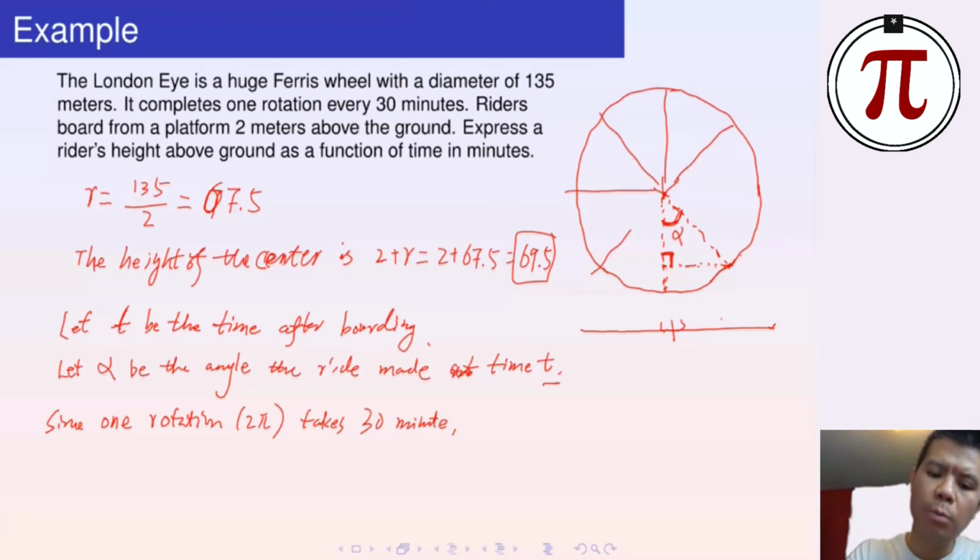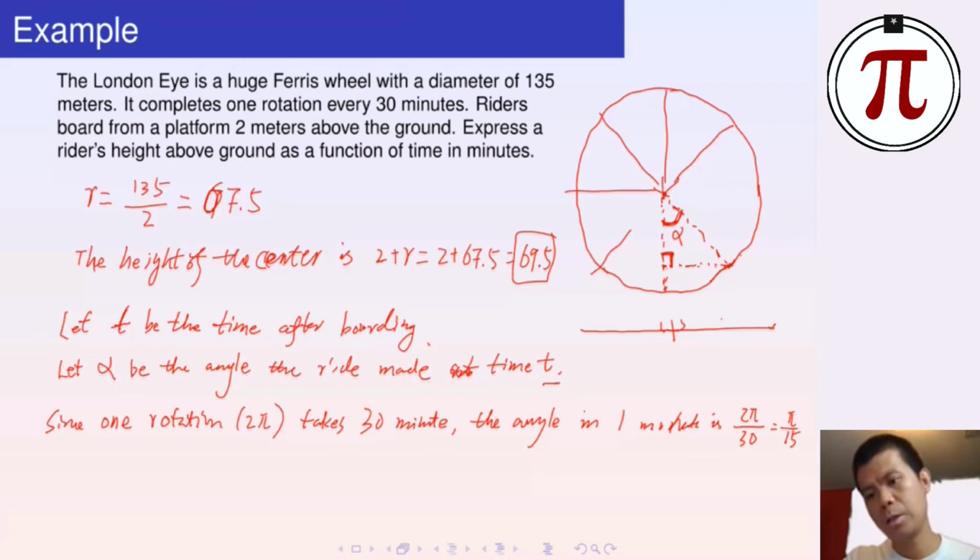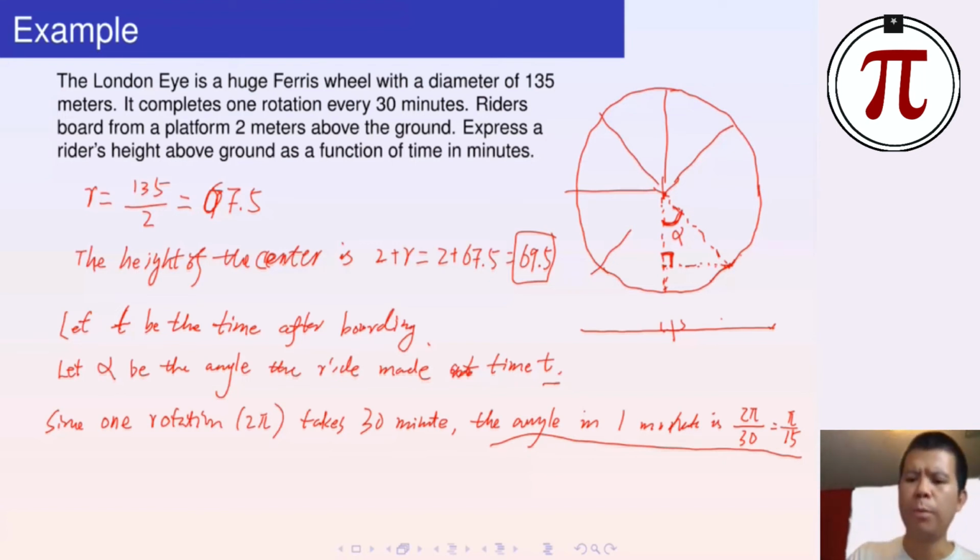The angle in 1 minute is what? 2 pi divided by 30. It's going to be pi divided by 15. Yes. That is going to be the speed, the radian per minute, right? In radian per minute, that's pi over 15 per minute.